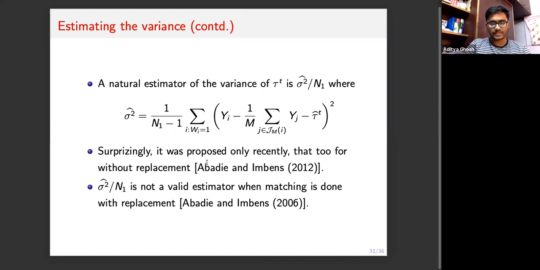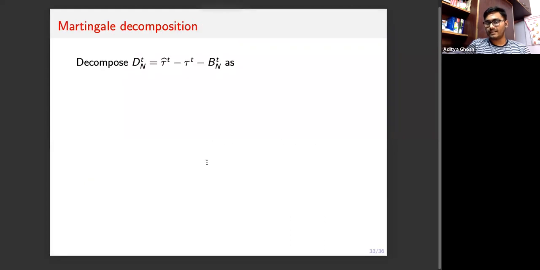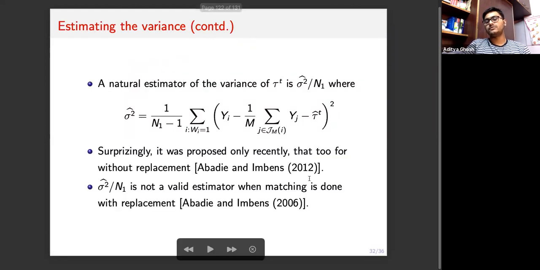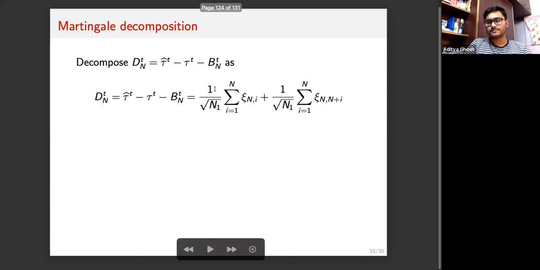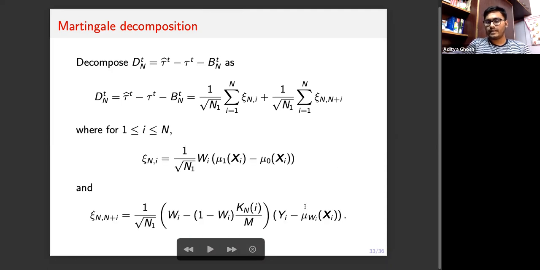I have a few more slides regarding another thing, their 2012 paper, but I can briefly say what that is. In their 2012 paper, Abadie and Imbens derived a martingale decomposition for this adjusted estimator after subtracting the bias. This decomposition is the same as earlier. They are just rewriting it in a new fashion. If you go to the earlier slides, you can see these terms are exactly the same as what was there in the earlier decomposition.